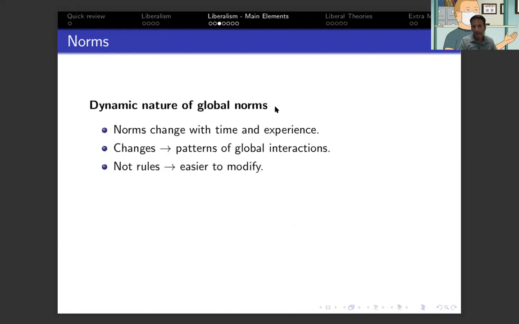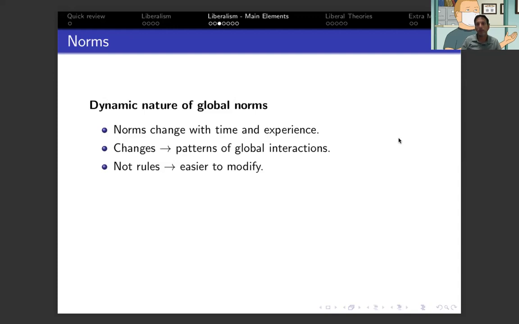I want to talk about the dynamic nature of global norms. Norms tend to change with time and experience. Those changes tend to drive different patterns of international interactions between the different actors. Since norms are not codified rules, they should be on some level easier to change and evolve over time, even though at the same time I would argue that because norms on some level are based on a process of social change, it might even take longer for norms to be revised or altered over time.